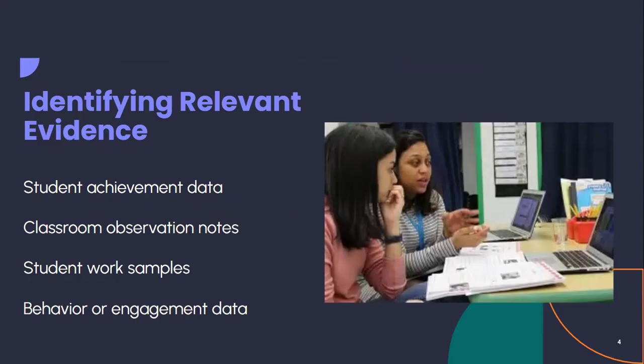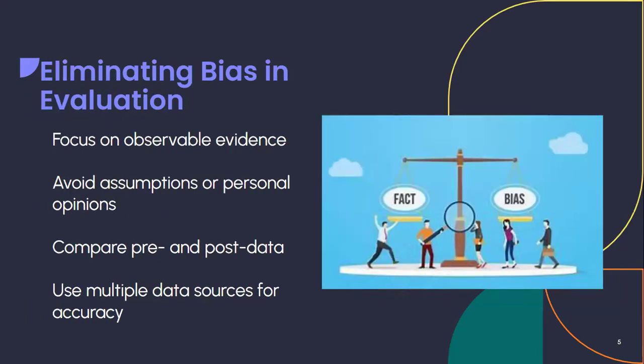When evaluating, focus only on evidence that directly connects to the goal. If the goal was academic, use achievement or work sample data. If the goal was behavioral or classroom management, use engagement or discipline data. Avoid unrelated data that might cloud the results. Although it's tempting, because sometimes we want to really focus on other things that are going well, which is great, and we should acknowledge those things, we don't want that to drive the evaluation of what we initially set out to do when we made those SMART goals.